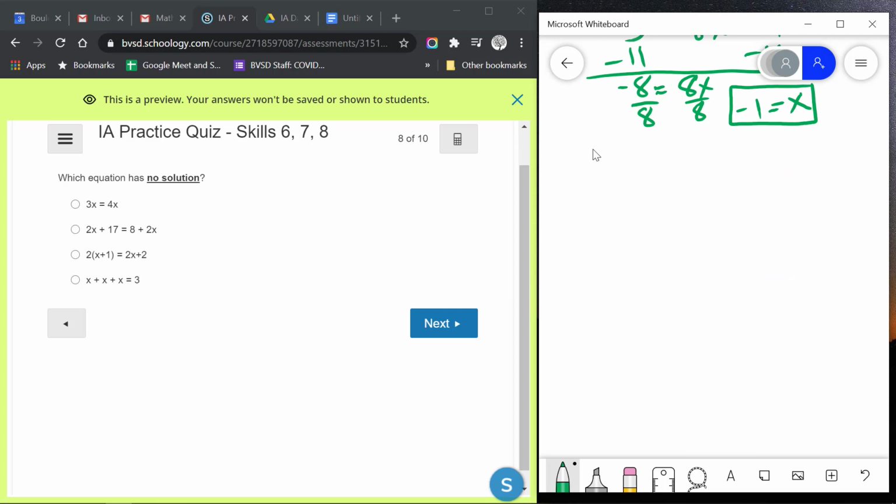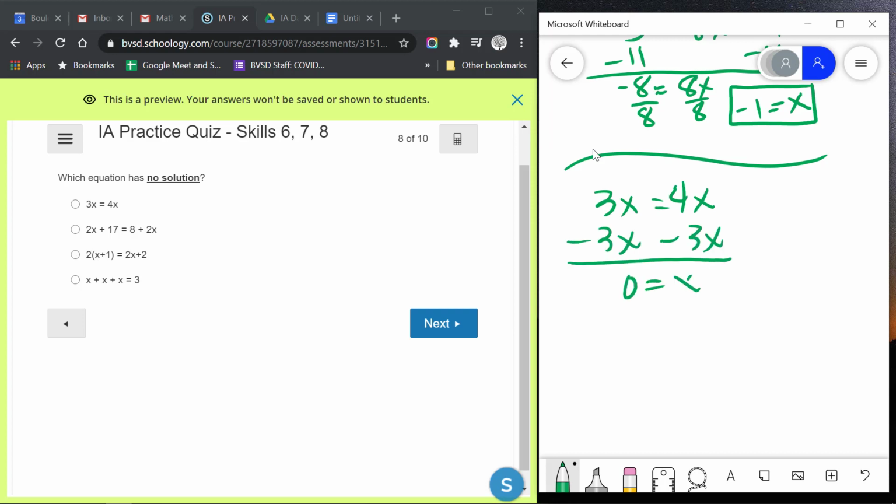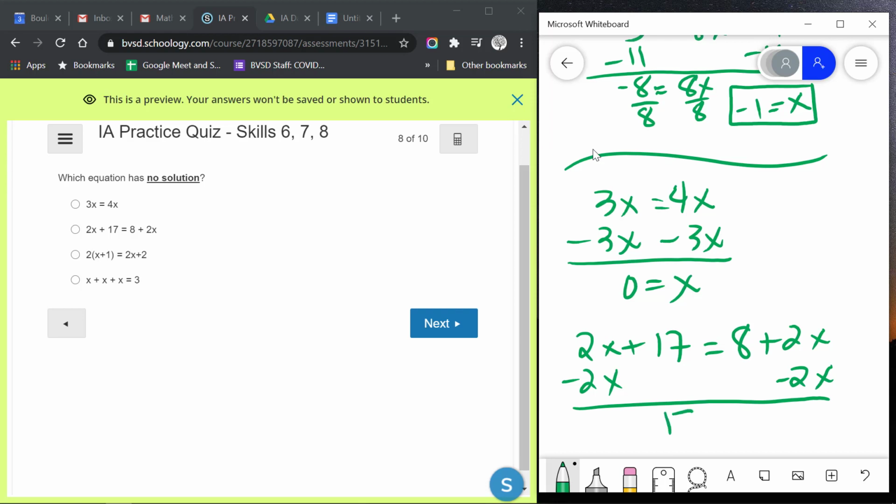So this asks which one has no solution. So this first one, 3x equals 4x, looks suspicious, but I can see that if I subtract 3x from both sides, I just get 0 equals x. So that's okay. Let's look at the next one. I'll subtract 2x from both sides, and then I get 17 equals 8. That is not true. So that means that no matter what I put in for x in this equation, it's never going to be the same on both sides. That's the one with no solution.